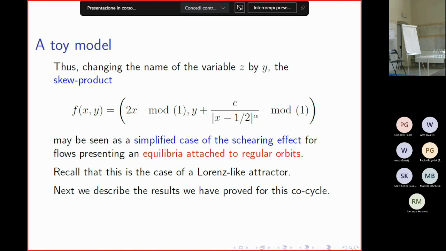Next we describe the results we have proved for this. Usually they also call it a skew product.